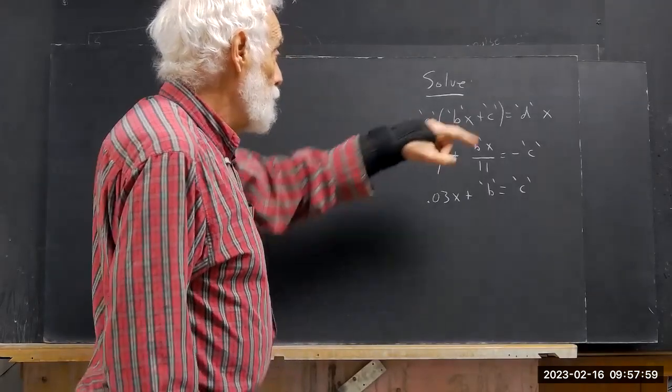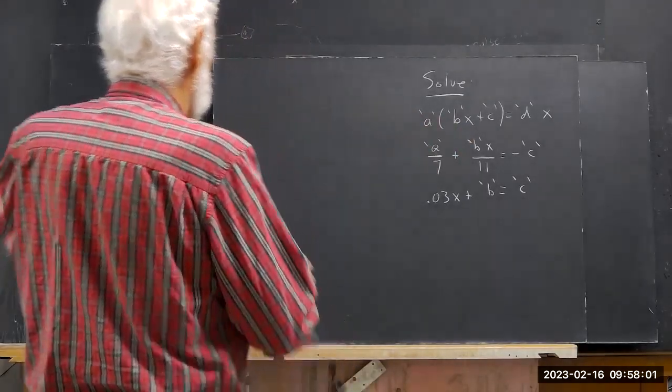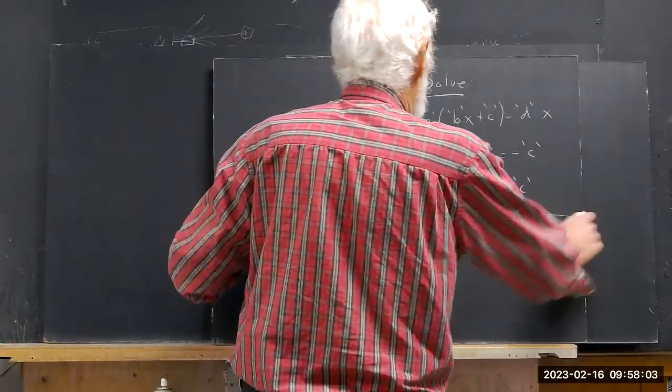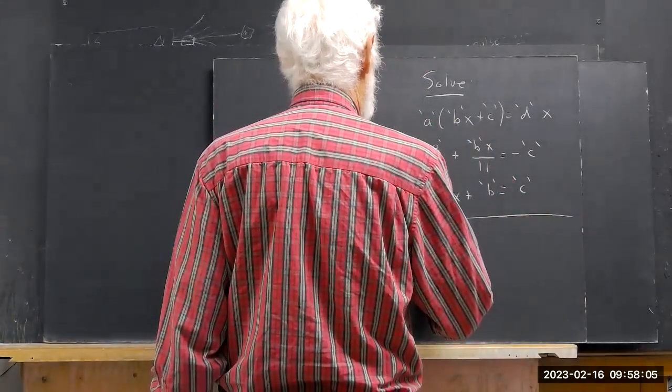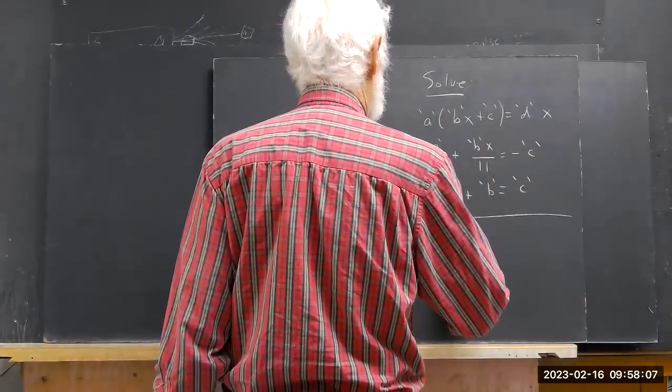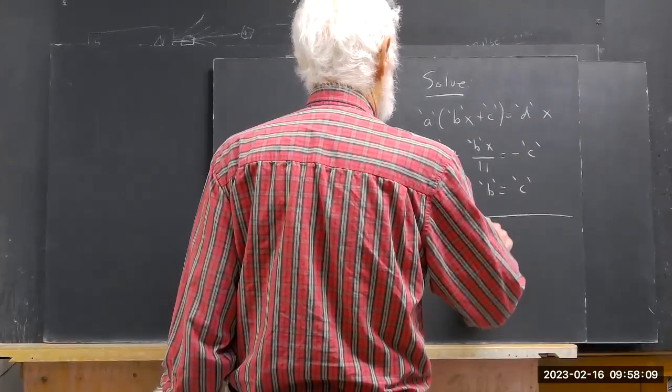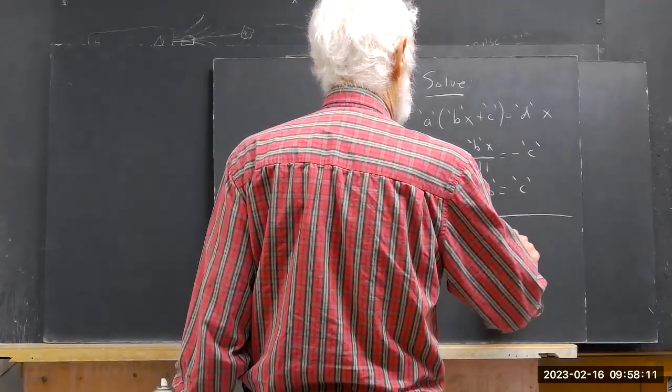Okay, so we're solving this. So I'm going to use my numbers. So let's say first problem, we have 5 times 7x plus 9 equals.